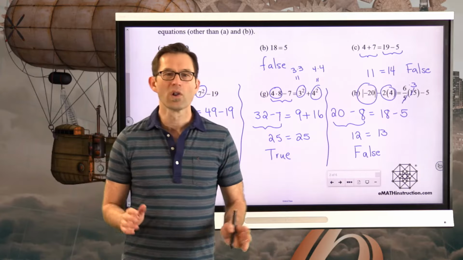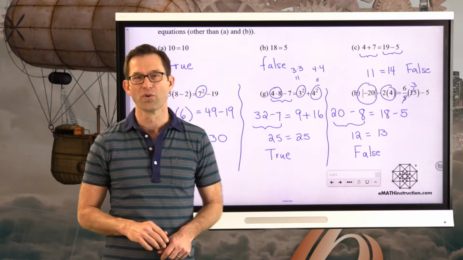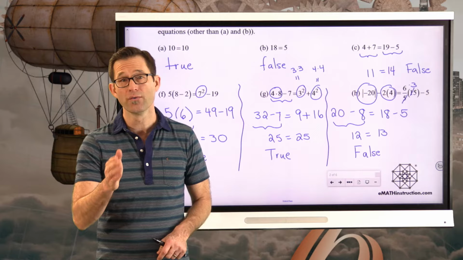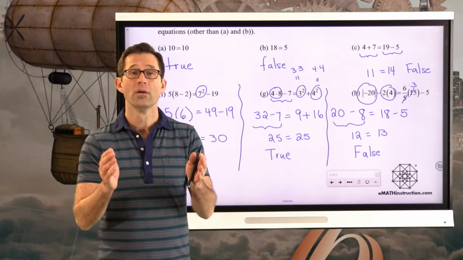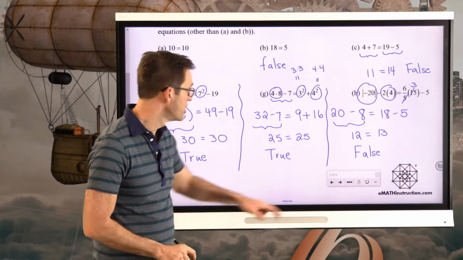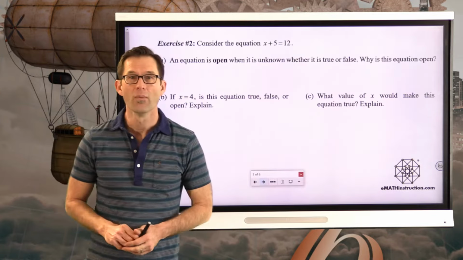There is no close enough. So 12 isn't close enough to being equal to 13 to actually make that equation true. An equation is either true, false, or if we can't tell, open. And let's now address that issue in the next set of problems. All right, here we go.